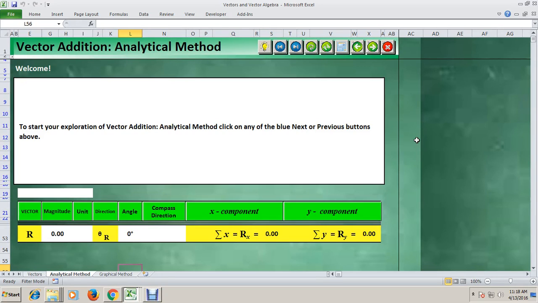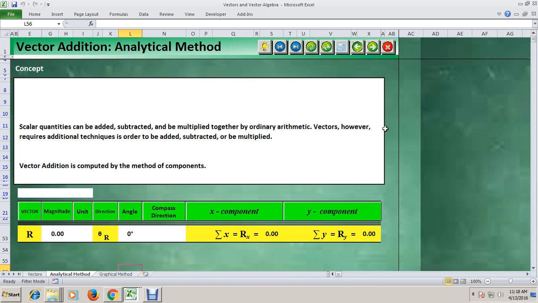Okay, so we'll be continuing on vector addition, but this time we will be using the analytic method instead of the graphical method. But in order to make things more exciting for the discussion, I'll be countering all the computations in the analytic method with the graphical method. Okay, so let's start with the concept discussion first of the analytic method.